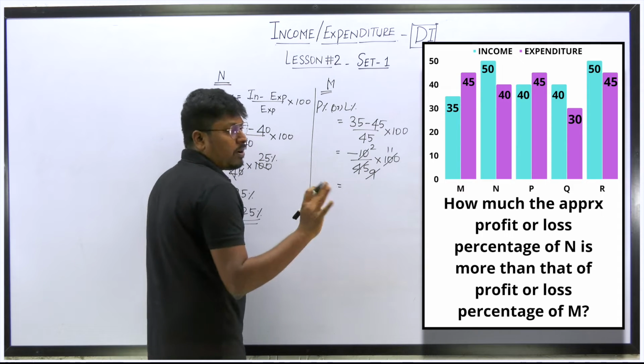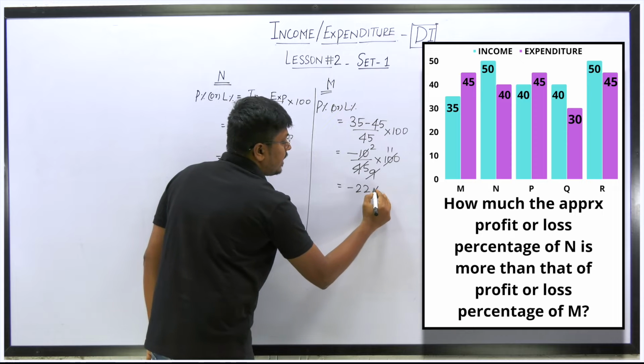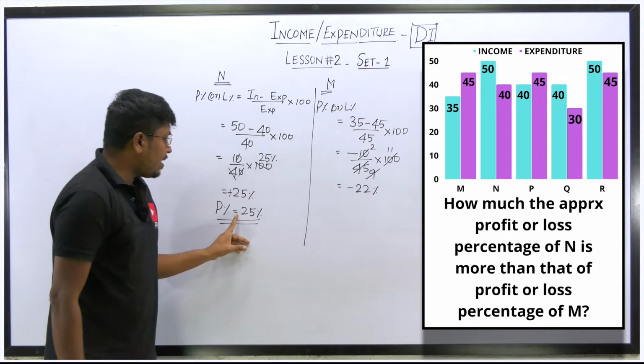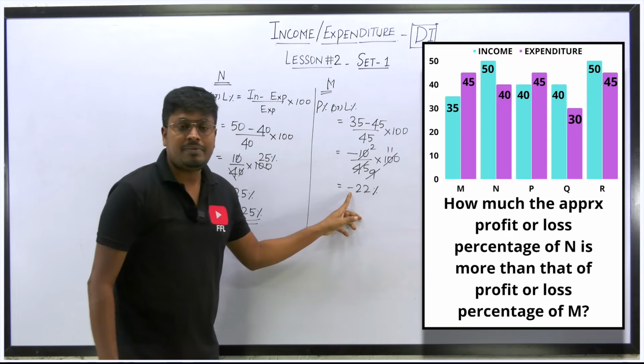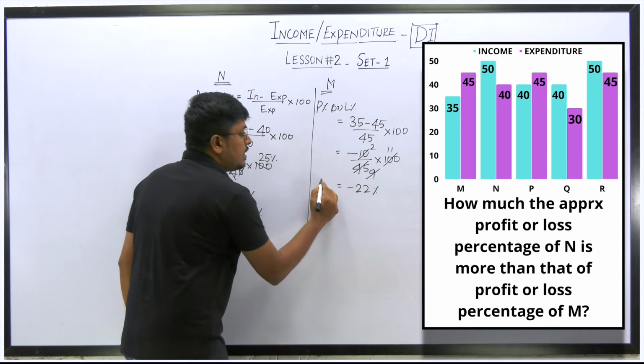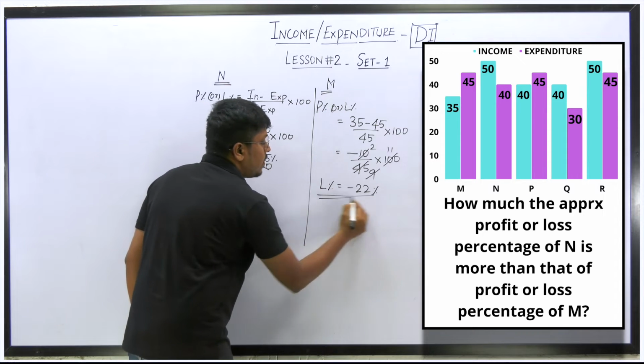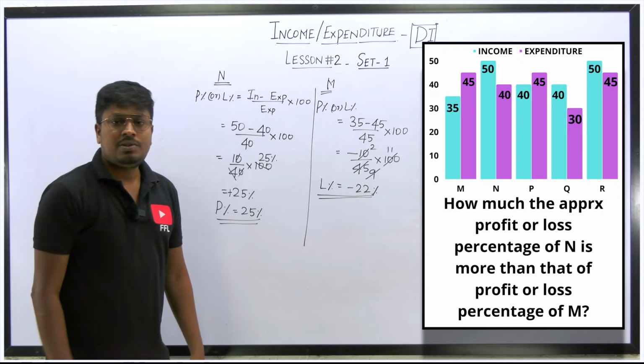So we need to find an approximate answer, right? So minus 22%. So here we got a value in terms of positive, but here we got a value in terms of negative, which means the company M is getting a loss percentage of 22%. Got it? So now what is our target?